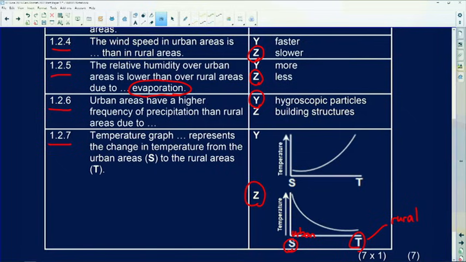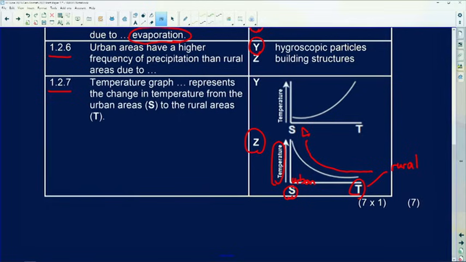Now, clearly, as you can see, our x-axis represents temperature. As we move closer to the urban areas, what happens with our temperature? There's an increase of temperature because of artificial heating taking place. Okay, that sums up our short answer questions. Let's move to our next question.